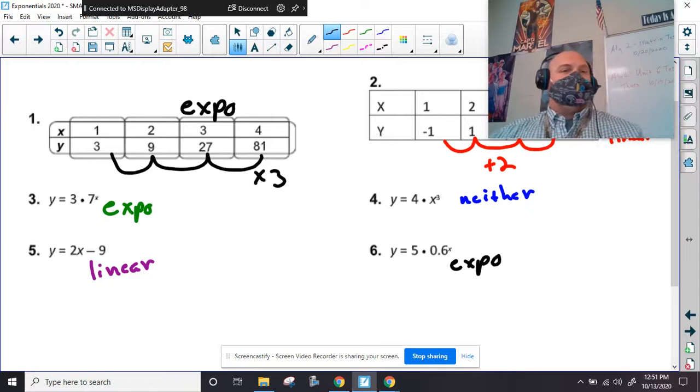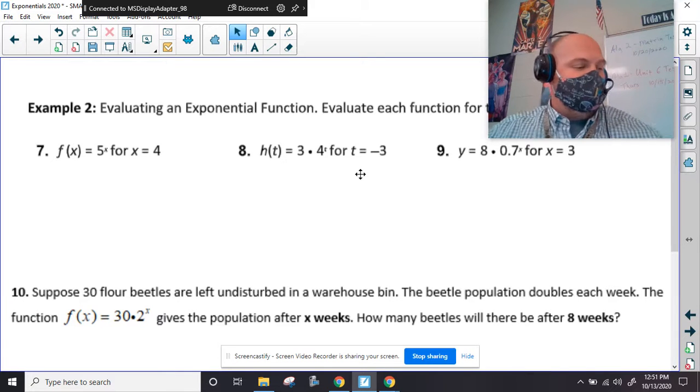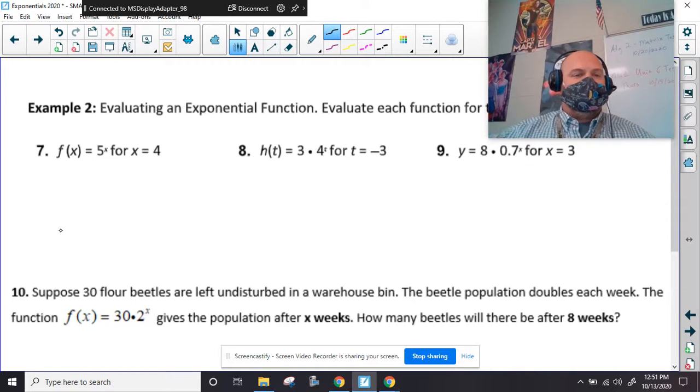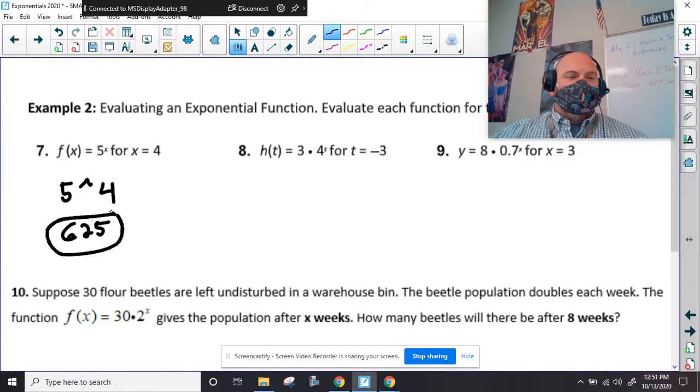All right. So, moving on. You do have a problem like this on the practice test and the test. Basically, this is what I would do. It says evaluate for this. All you have to do is plug it in. So you're going to use the caret key for this. So 5 to the 4th. If I could type it in with my big fat fingers. And you get 625.